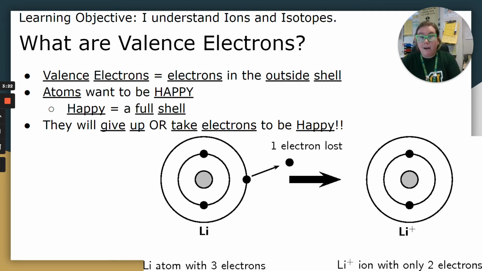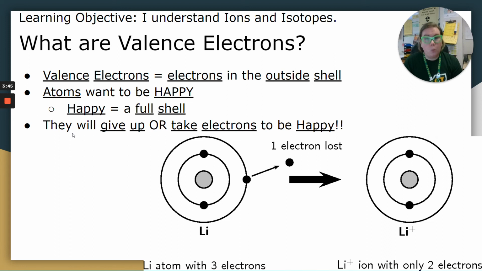All right, so what are valence electrons? Valence electrons are electrons in the outside shell. So you've learned how to draw these Bohr models, and you fill in from the inside shell as far out as you go for the number of electrons you have. When we say valence electrons, we're just talking about those ones in the outside shell. It's an easy way for us to reference those.